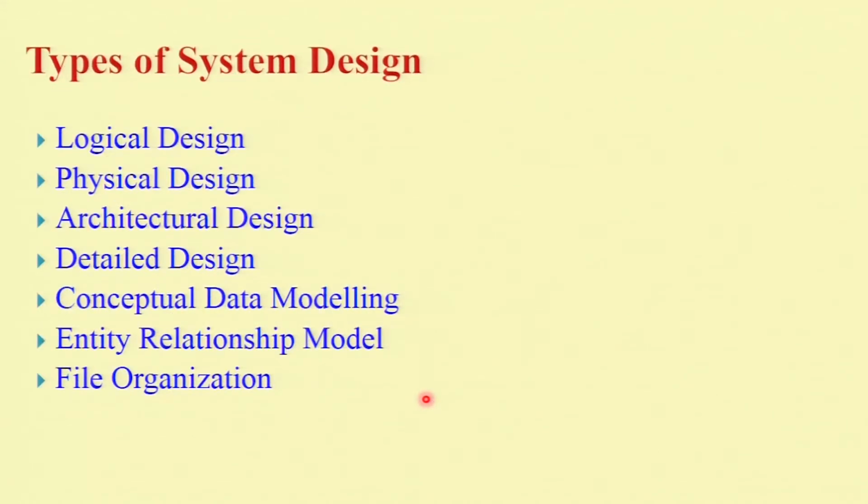Now let us see what are different types of system design. You have the logical design, physical design, architectural design, detailed design, conceptual data modeling, entity relationship model, and we will be seeing about the file organization. So these are all said to be some of the types of the system design. So first let us see what a logical design is.